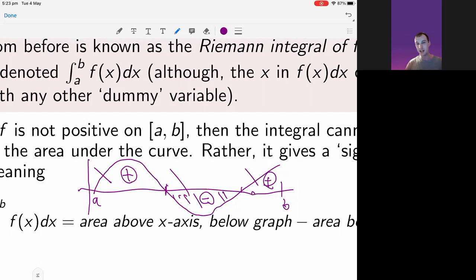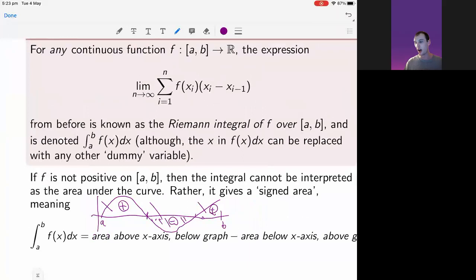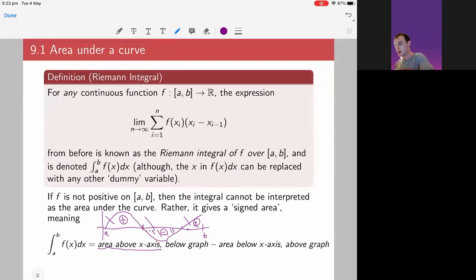So this area is a positive number, this area is a positive number, this area is a positive number, but when you integrate, the contributions of these areas are actually given signs depending on whether they're above or below the x-axis. So this is what's going on here. If you integrate a function that does change sign, what you're going to end up with is the area below the graph and above the x-axis, and you've got to subtract the area that's below the x-axis but above the graph.